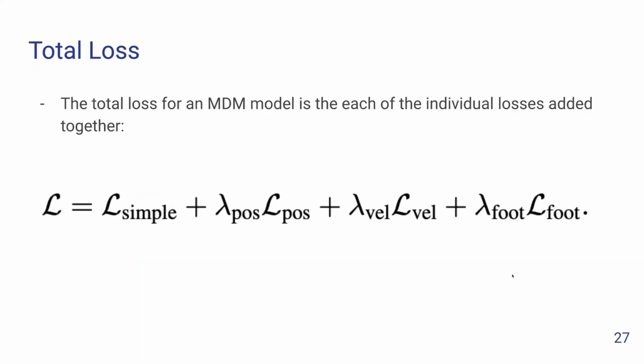So finally, the total loss for an MDM function is each of these individual losses added together. And additionally, we have our cost penalty multiplied with each of our individual geometric losses. So one for position loss, one for velocity loss, and one for foot contact loss.